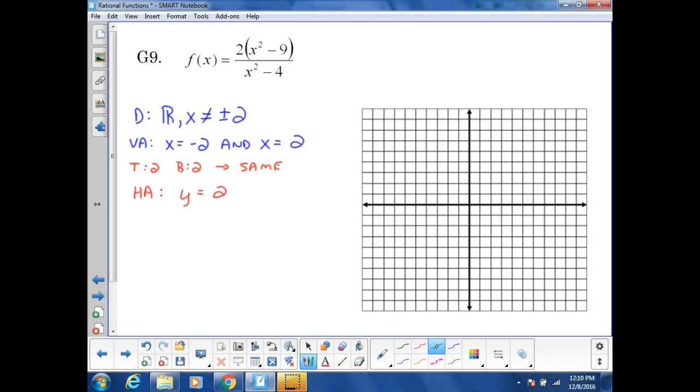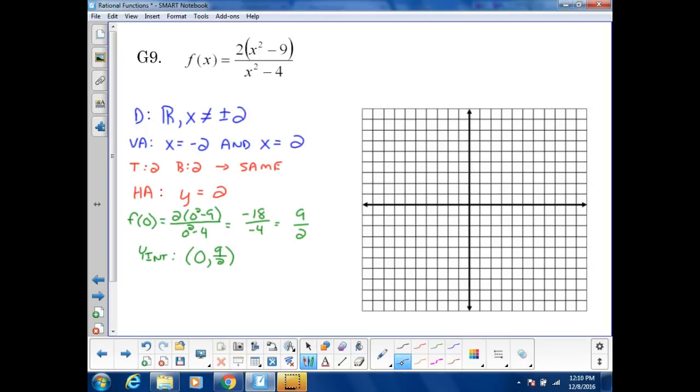Okay. F of 0 is going to be 2 times 0 squared minus 9 all over 0 squared minus 4. That's going to be 2 times -9 is -18 all over -4, which reduces down to positive 9/2. So that gives me a y-intercept of 0, 9/2.